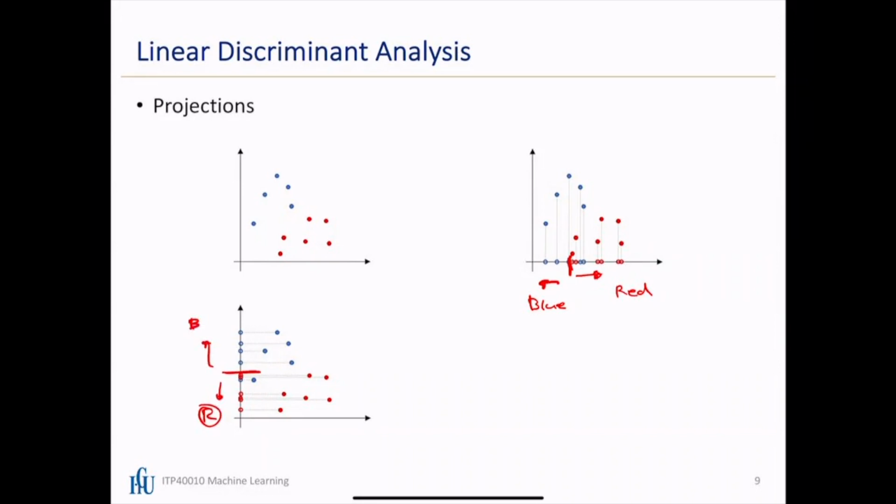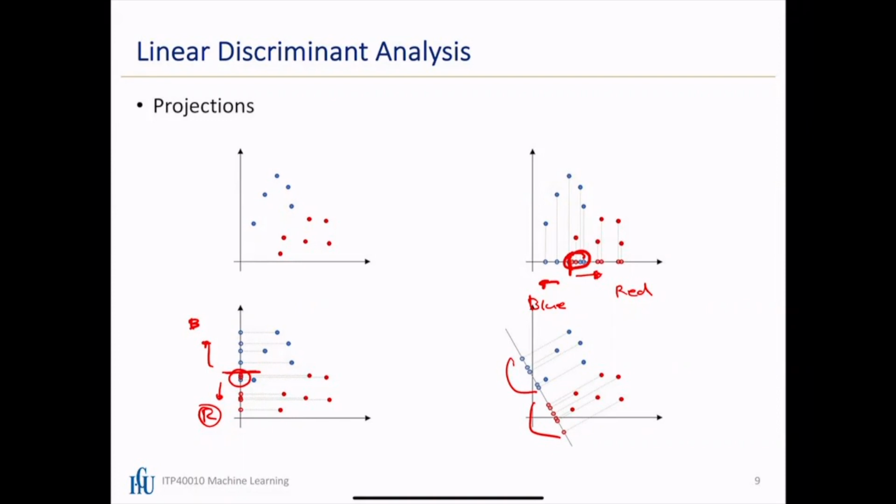But apparently this is not the best that we can do. The thing is, there are some noises here. So if we find a better projection, we can achieve more accurate prediction. For example, you can draw this line and project all the data points, and this projection allows us to make a perfect prediction.